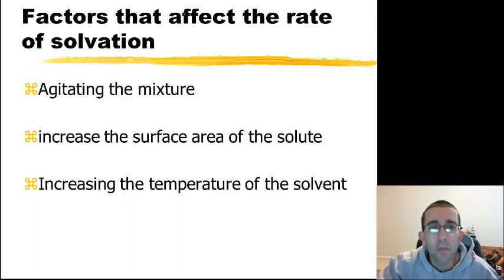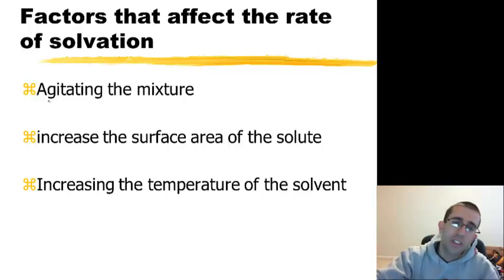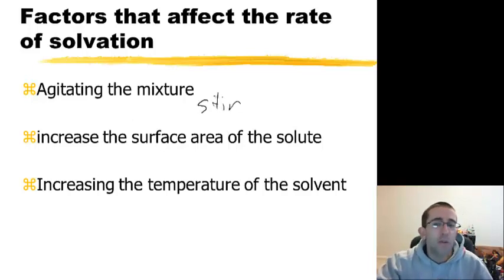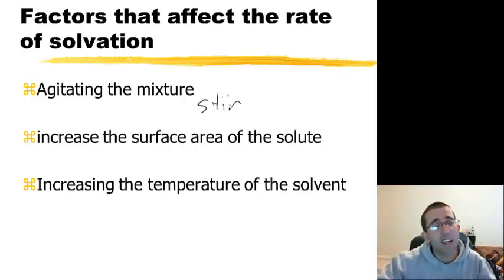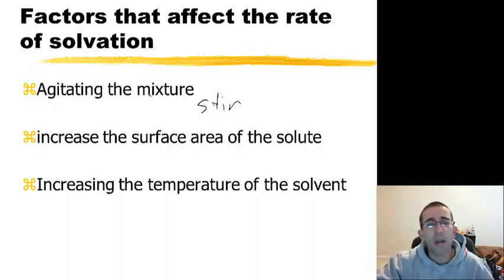With all that being said, one more thing for this video. Factors affect the rate of solvation. If I want something to dissolve faster, there are three things I can do. The first thing I can do is agitate the mixture. This means stir it. If you ever made Kool-Aid at home and you want to dissolve it, if you just dump the Kool-Aid into water and let it sit there, it's going to take a while. But usually you stir it up, mixing it all up. If you agitate it, it will dissolve faster.